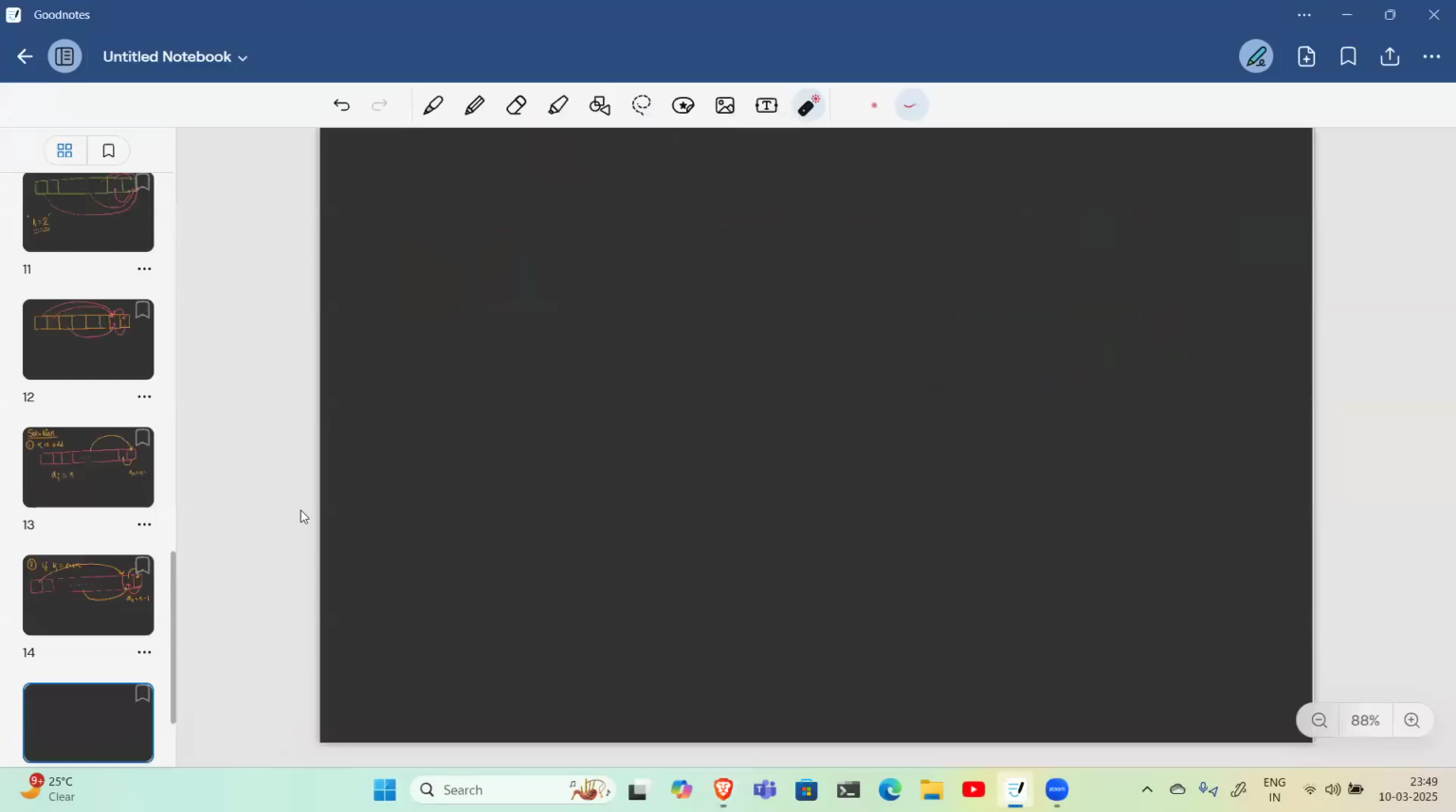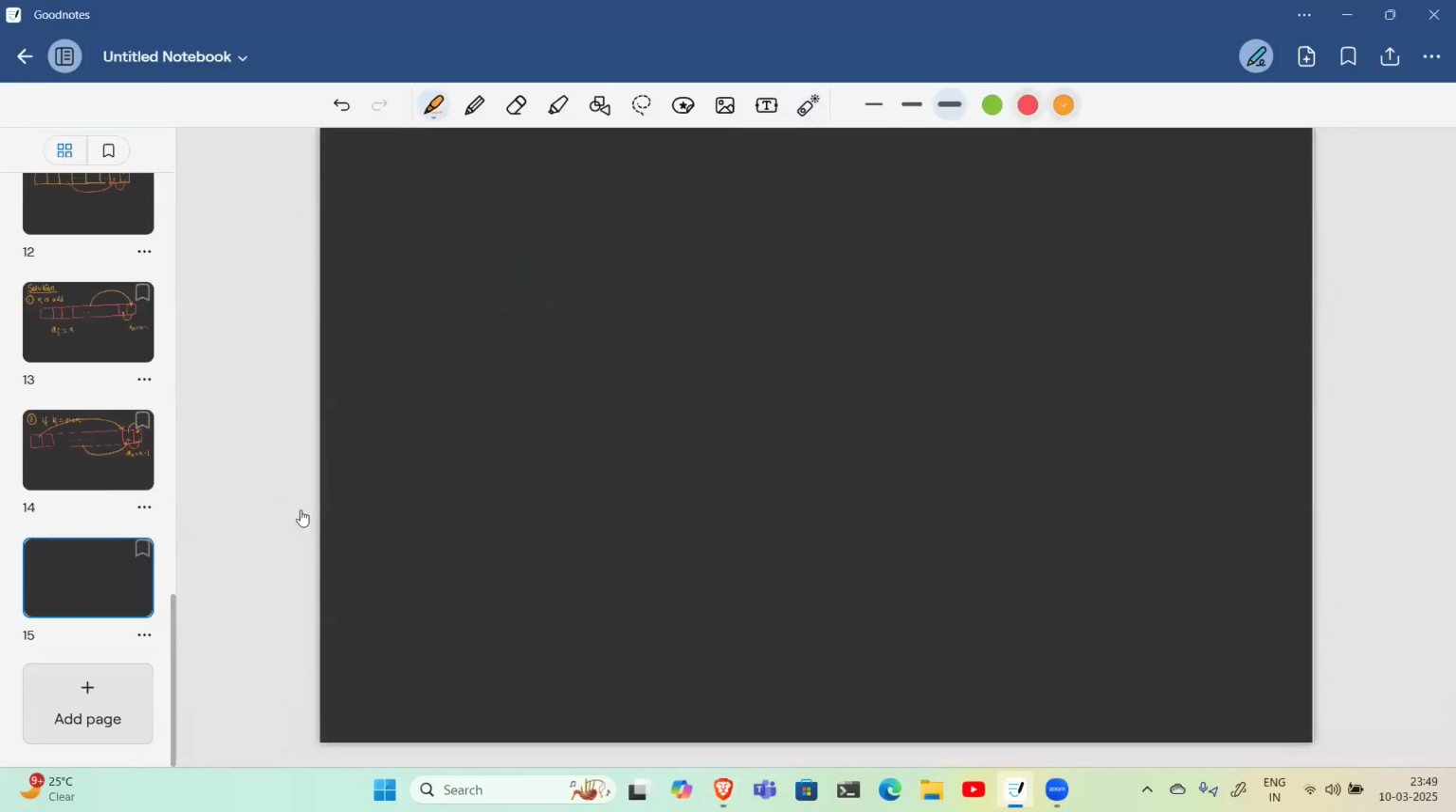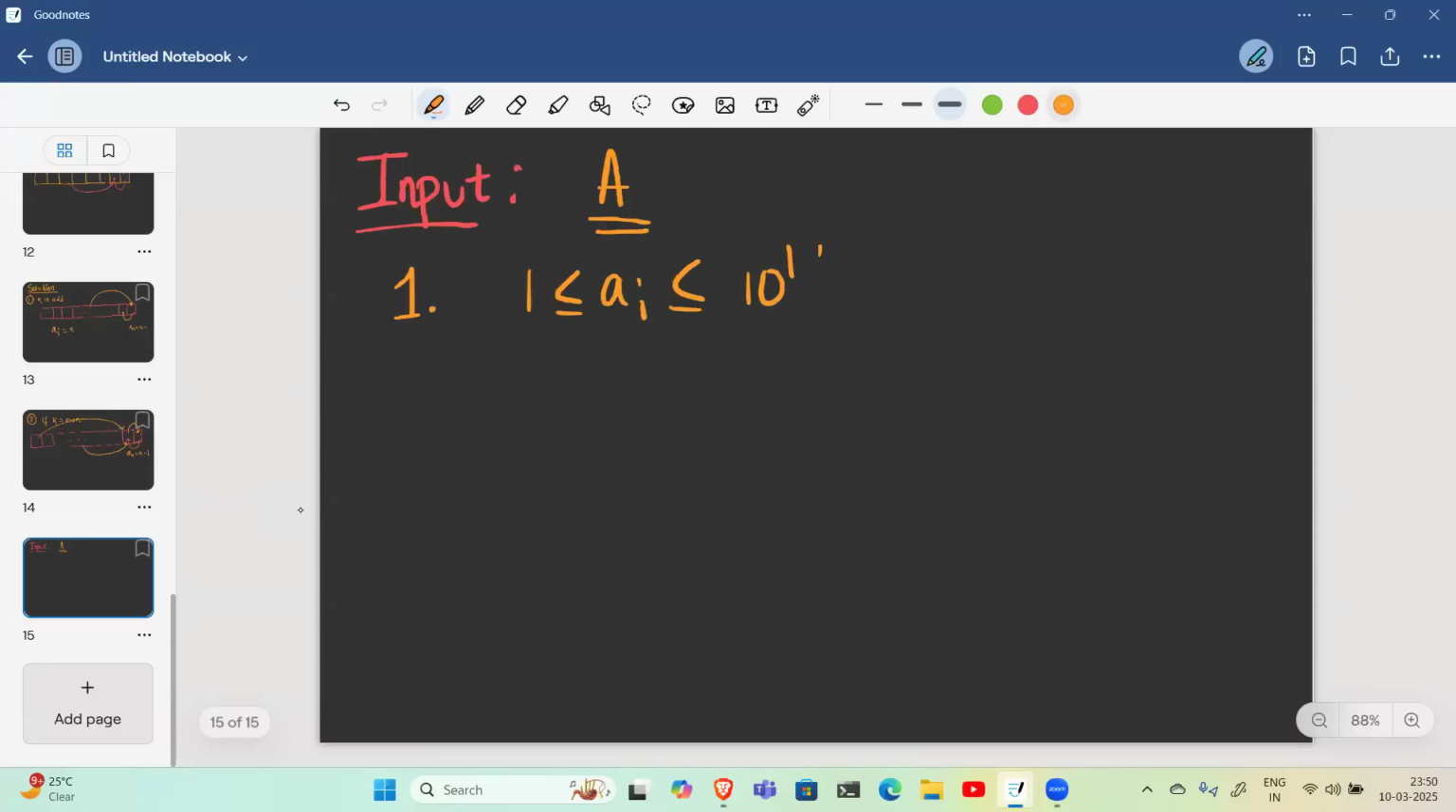So let me explain the problem statement once. The question says that you had an array A which satisfied some constraints. The first one is trivial, that every ai lies between 1 till 10 to the power 18. So they are positive integers. The second one says that ai is not equal to aj for all i not equal to j. That means if I have two distinct indices i and j, their values are not the same. So they are pairwise distinct.